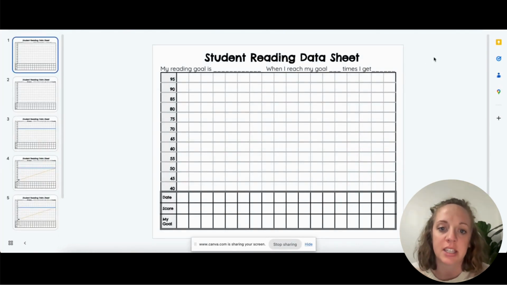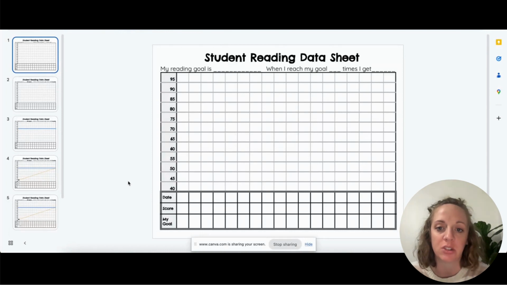So this one is the student reading data sheet. You can see I have a spot for the goal, when they reach the goal, what they get, and also a spot for the students to make their own goal. Now, I always print these and put them in my students' actual binders. I'll put a link down below so you can watch a video of how I do a really basic student binder with all their data collection sheets inside of it.